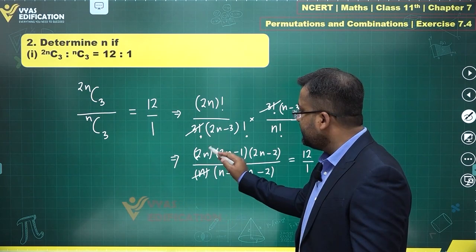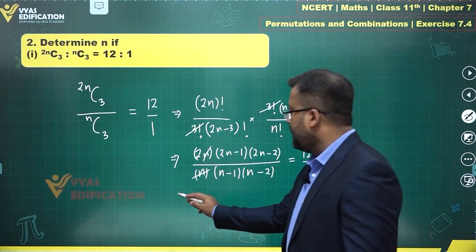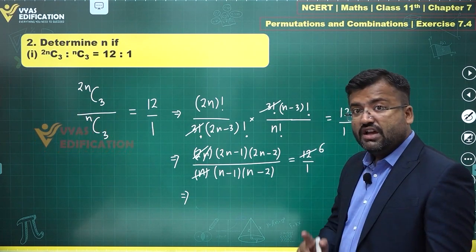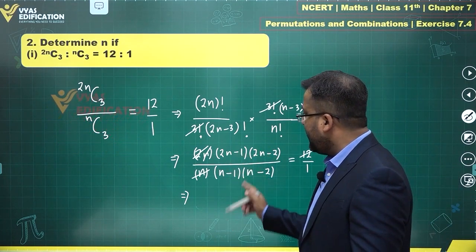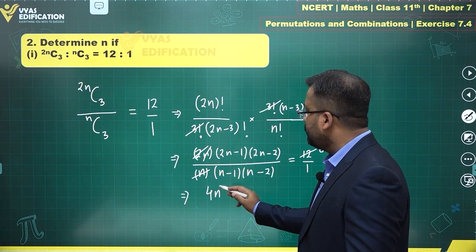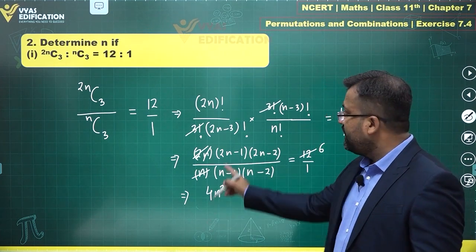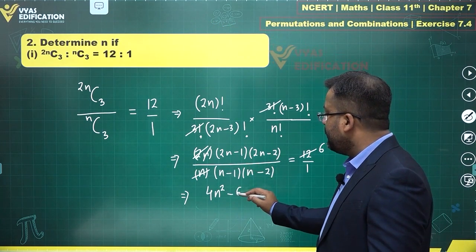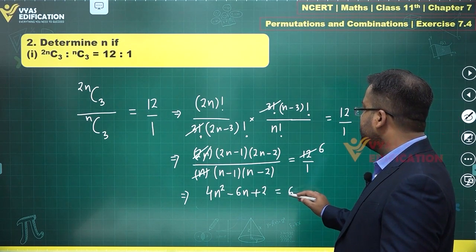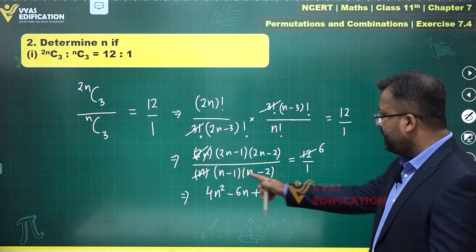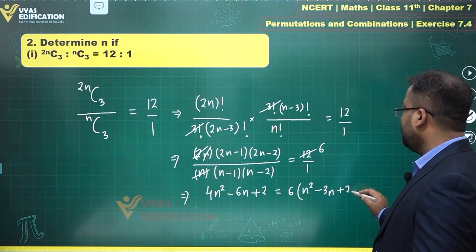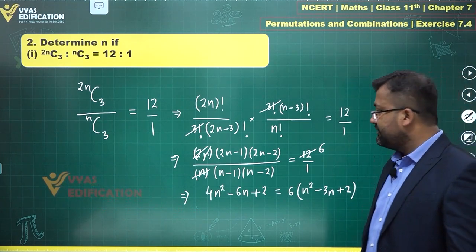This n goes with this n, and this 2 cancels with 12, so there will be a 6 over here. Now let's observe, this is the product we have on the LHS, and this will go on the RHS. This becomes 4n square, 2n into 2n is 4n square, minus 4n minus 2n becomes minus 6n, and plus 2, is equal to 6 times n square minus 3n plus 2 on the RHS. Do you observe that? Yes.